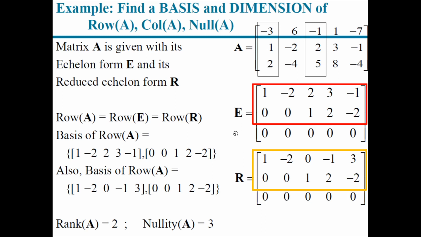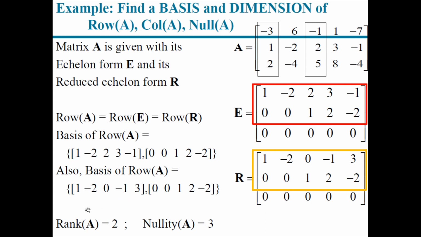We know that the row space of A is equal to the row space of the echelon form and is equal to the row space of the reduced echelon form. We remember that for the basis for the row space of A, we need to take all non-zero rows of the echelon form, or all non-zero rows of the reduced echelon form. You choose which one you want. It doesn't matter. My choice, whichever you choose, it's fine.